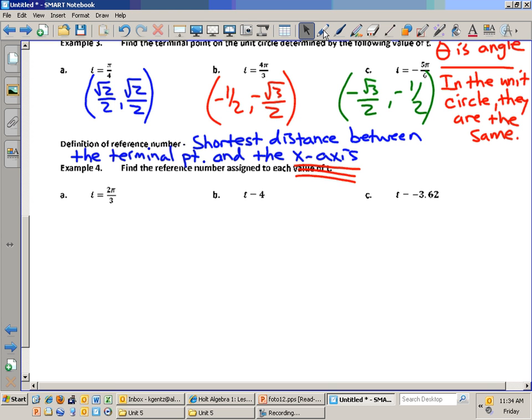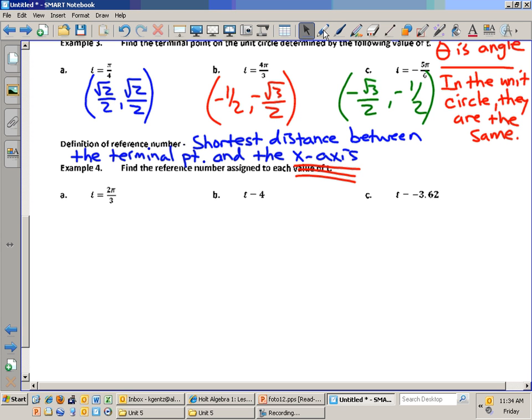X-axis, x-axis, x-axis, not the y-axis. Notice when we draw our triangles, we're always drawing to the x-axis, aren't we? Because drawing to the x-axis tells us our height. Always the x-axis. Always. Common mistake made.